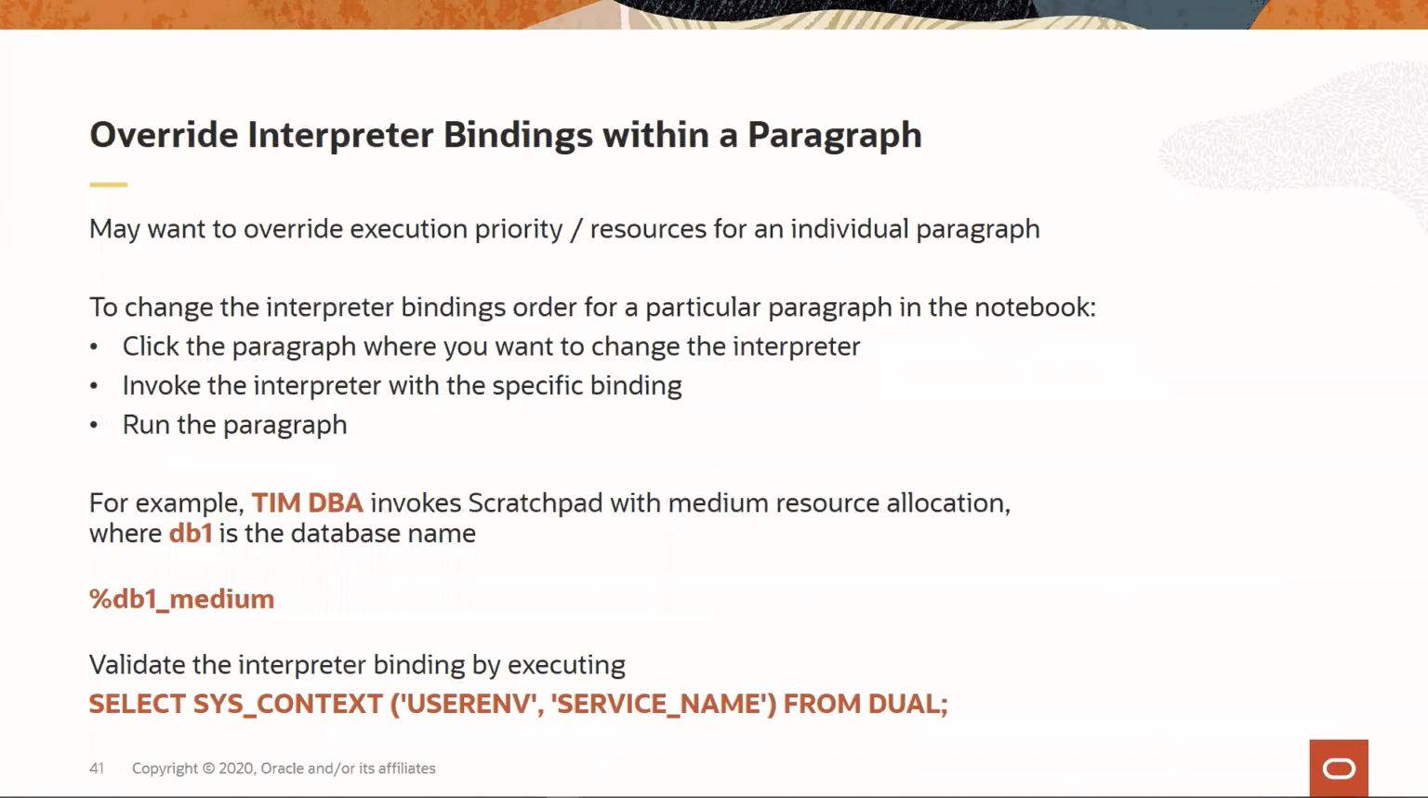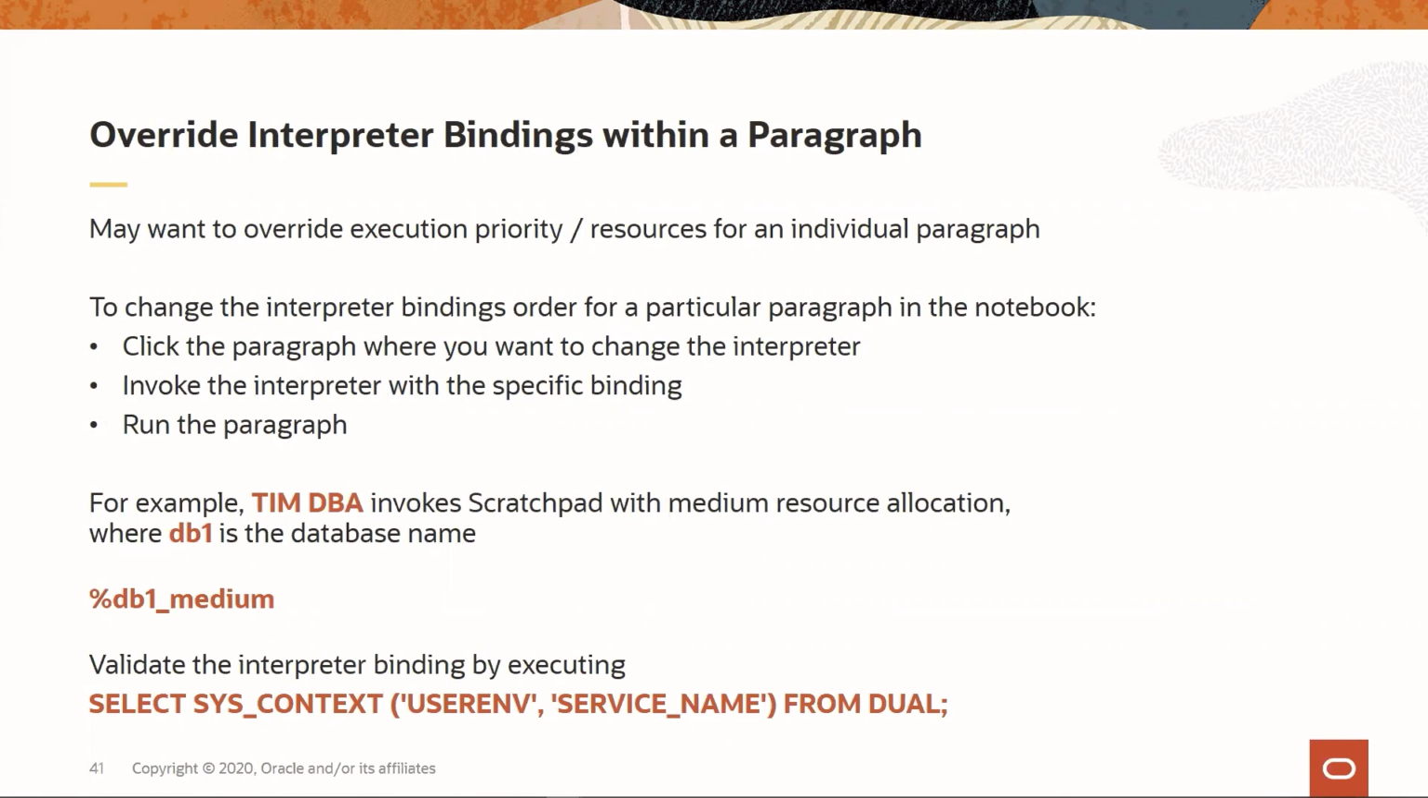Now, you can actually override interpreter bindings within a paragraph. So you might say that, well, overall, I want everything to run in low, but I might have one paragraph where I want to have parallelism because I know that it will benefit from it. I have access to parallelism, so why not do that? So I'm going to show you how that works.